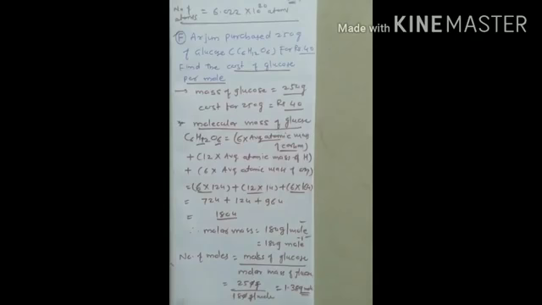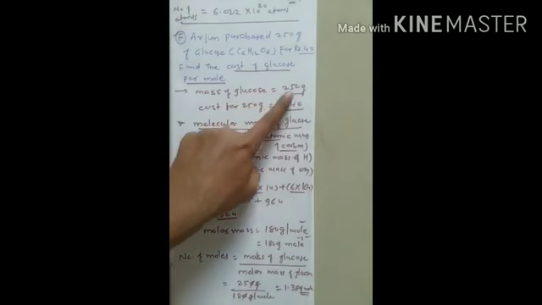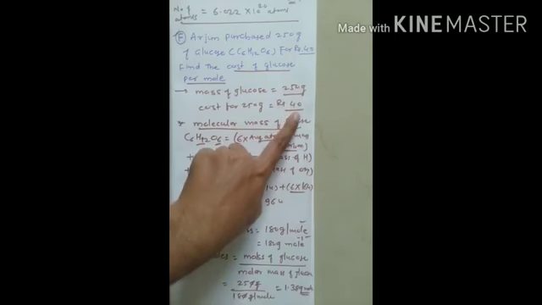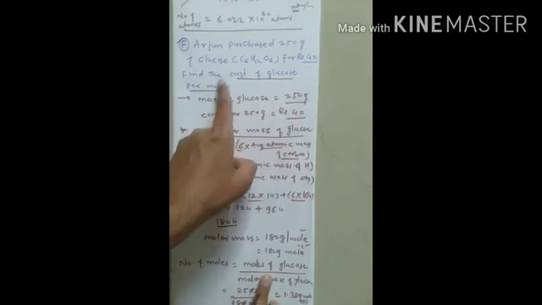So again I will quickly revise it. Firstly, what they have given: the mass of the glucose is 250 gram, and for this the price is given as 40 rupees. And what they will ask is to find the cost of glucose per mole.